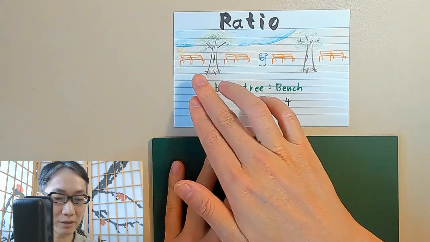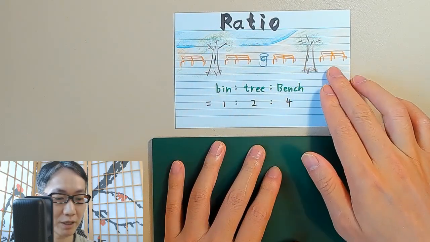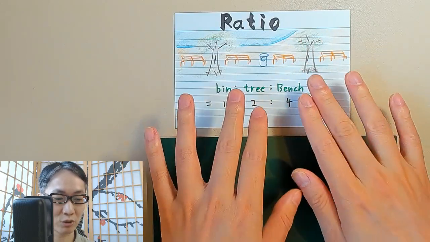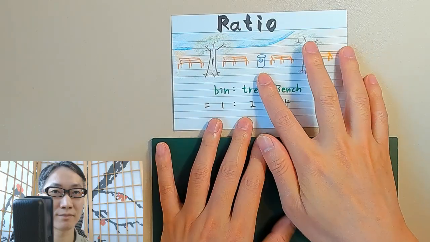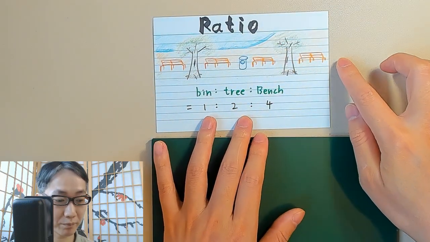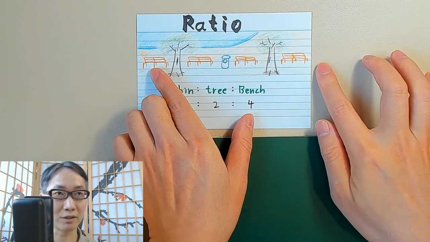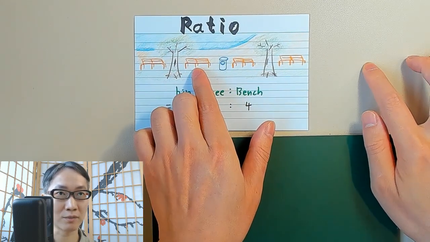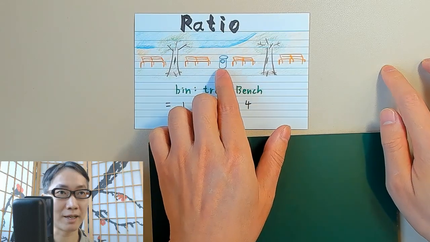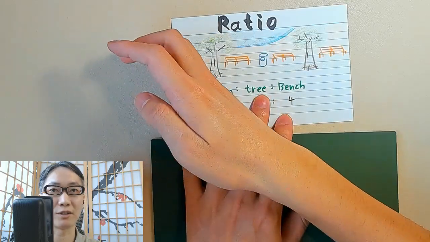So see bench, tree, bench, this is like a set. And then bench, tree, bench, and a set. Between two sets, there will be a bin. And the next one here will be a bench, like here. So if you continue like this, it will be bench, tree, bench, and then bin, and then bench again. Okay, like this. Same goes for this side.